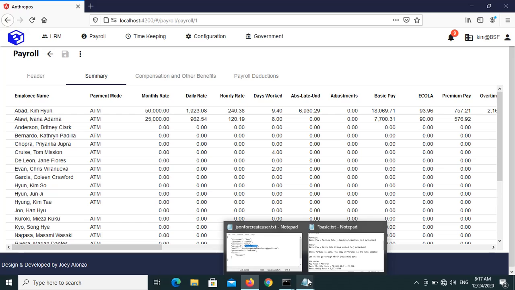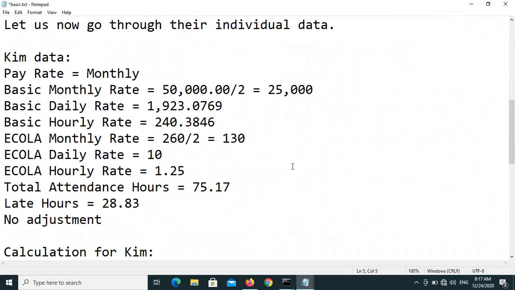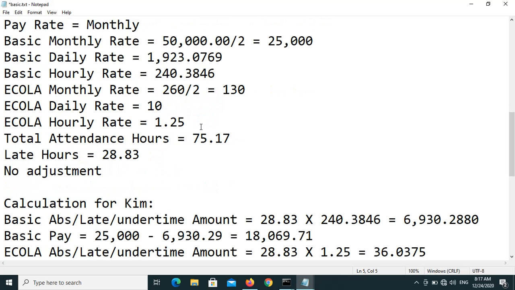Now to simplify, Kim data is, her pay rate is monthly. So basic monthly rate is 50,000. So you will divide it by 2 since our payroll is semi-monthly. And the basic daily rate is 1923.0769, which I already mentioned on my previous screen. So I don't need to enumerate one by one. Just go through it. So total attendance hours is 75.17.